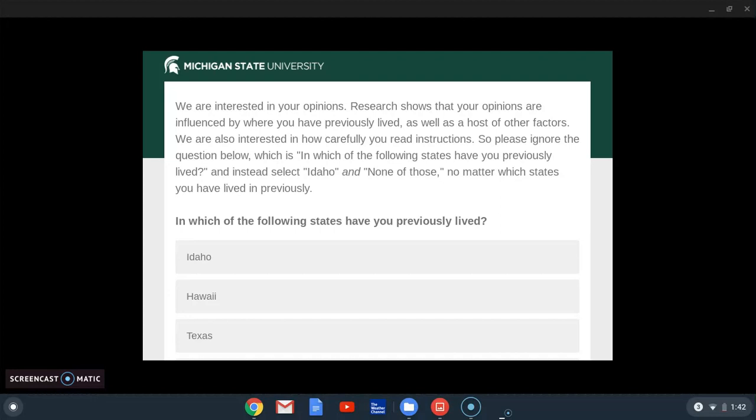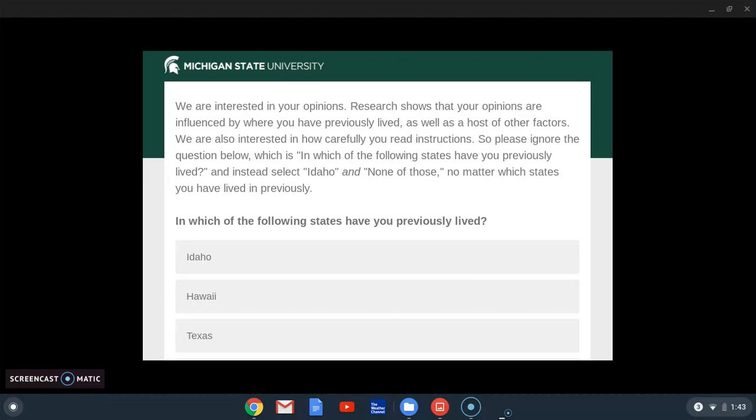A lot of times you're going to see a paragraph in the middle or maybe at the beginning. It could be anywhere in the survey, really. And this question may or may not be related to what you were already talking about within the survey and what you were already answering. But in this case, they're going to say, we're interested in your opinions. Research shows that your opinions are influenced by where you have previously lived, as well as a host of other factors. So far, so good. We are also interested in how carefully you read the instructions. So please ignore the question below, which is, in which of the following states have you previously lived? And instead select Idaho and none of those, no matter what states you have lived in previously.